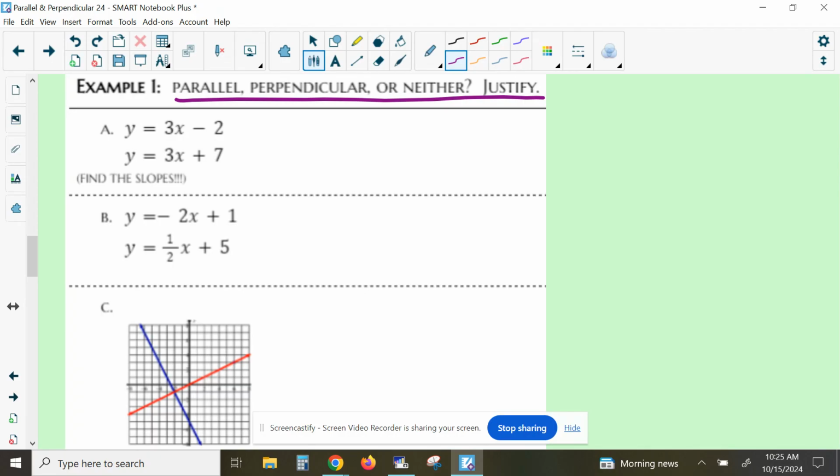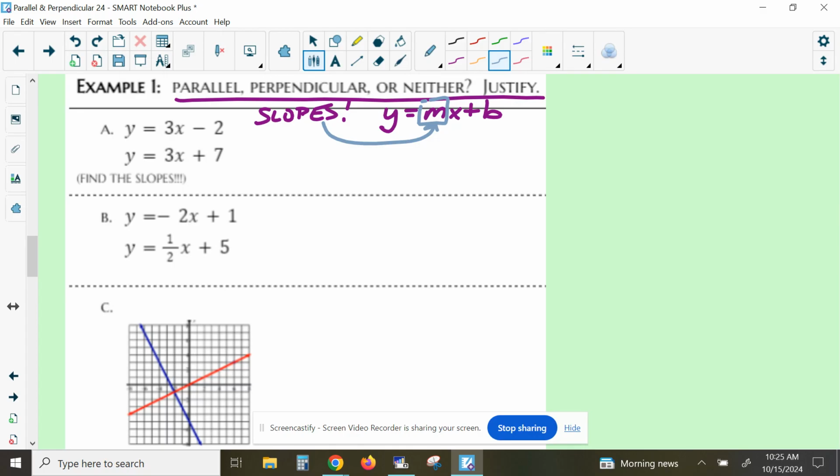Okay, the first one up there. So if we want to decide if these two are parallel, perpendicular, or neither, what do we have to look at only? The slope. Look at the slopes. So we're going to look at the slopes. We need to find the slopes. Make sure they look like y equals mx plus b, because then you can find your slope right here. Correct?